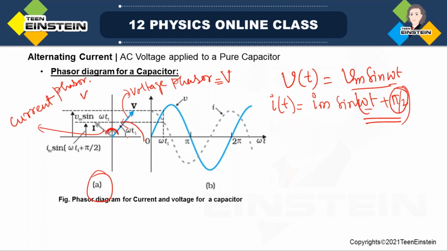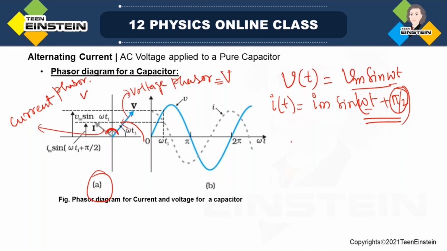And similarly, again, the vertical projection will give you the instantaneous voltage, or for the current, it will give you the instantaneous current. And the length of the rotating vector will give you the magnitude of the signal. So we have learned here that there is a phase difference pi by 2 between voltage and current.